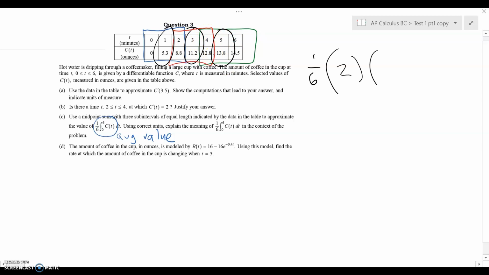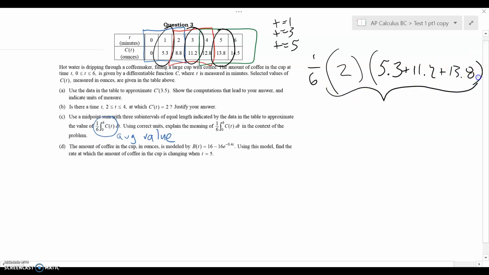That's a lot of colors going on, but let's just say t equals 1, t equals 3, and t equals 5 are the midpoints of each of the bands that have a width of 2. So we're going to take those 3 y values as the 3 heights of the approximating rectangles that we're going to use. So 5.3, 11.2, and 13.8. And here's our midpoint estimate, and here's our 1/6 sitting out front of that, which is our average value.